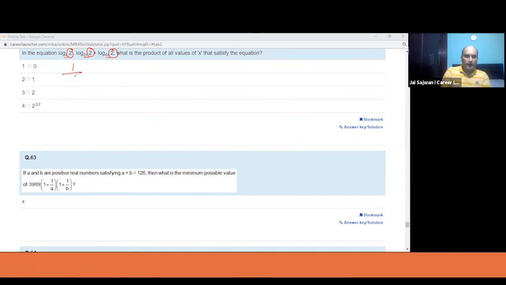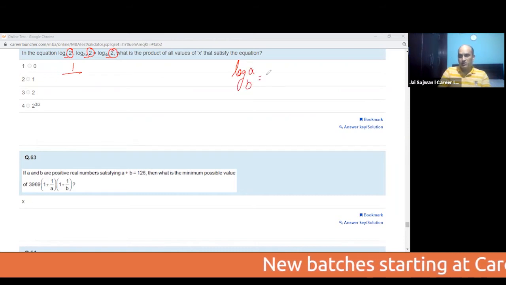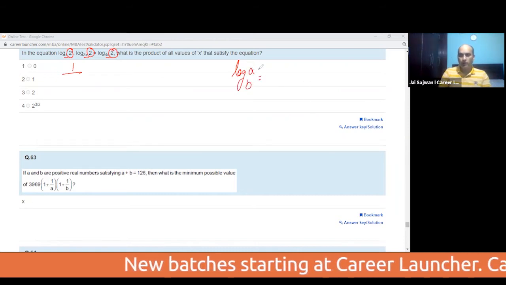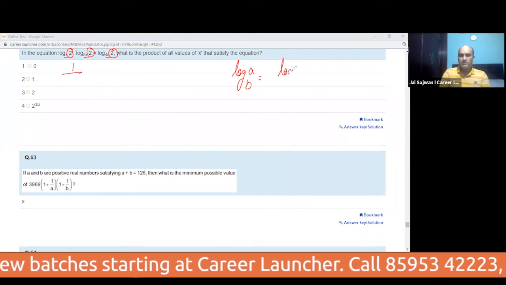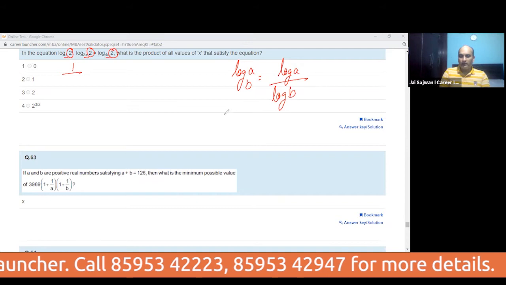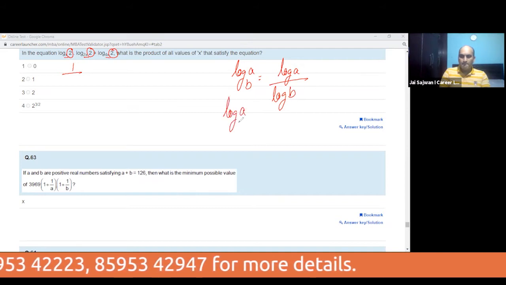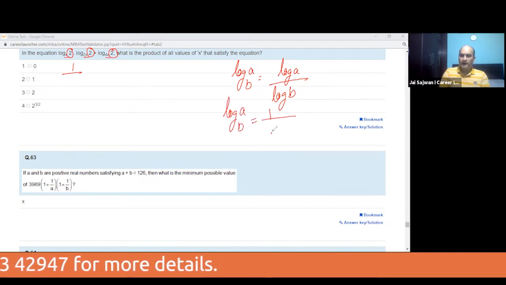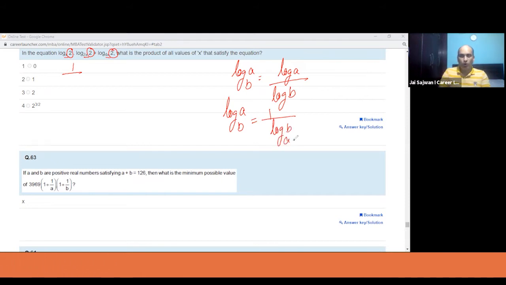So can I write 1 upon? Acha, there's a beautiful thing about it. Log a base of b. In the coming week, we are going to complete all this part. Log a base of b is written as log a upon log b. So if you write log a base of b, I can also write it as 1 upon log b base of a. That is correct. There's nothing wrong in it.